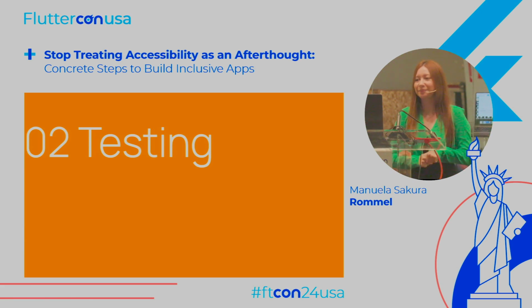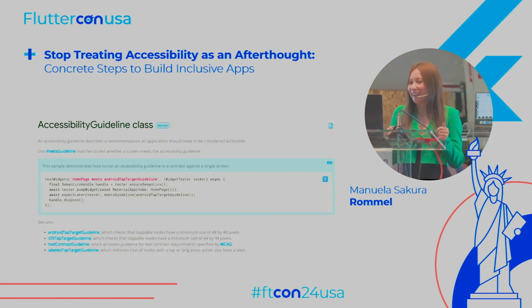Now let's get into testing. As a developer, we want to sleep well at night, and that is done through testing. Every code we write today is legacy code tomorrow. So sometimes we adjust some features, and then we might break something. One thing that we can do is use the accessibility guideline class to do some tests. There we can check if we are meeting the WCAG specifications, for instance the Android tap target guideline or the iOS tap target guideline.